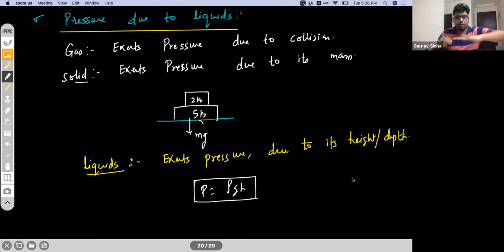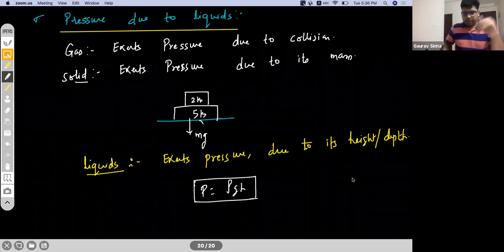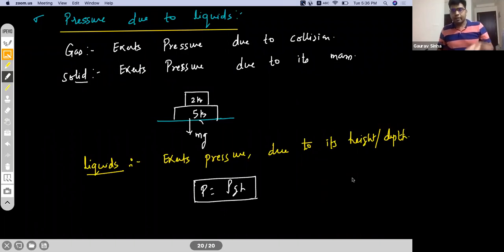correct? So here we'll have more height, right? Then the pressure will be more. If you go up, the pressure will decrease. Go up, the pressure will decrease, correct? So as you go deeper into the sea, the height of the water column above you increases, and hence pressure also increases, right?